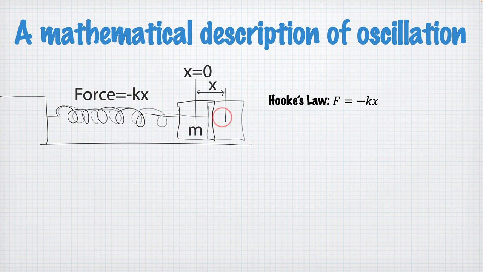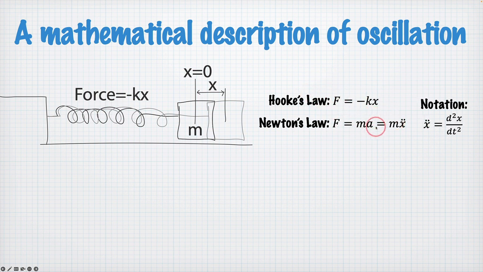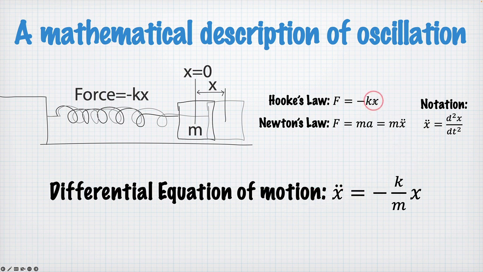That's Hooke's law. And we have Newton's law as well, which is the force is also equal to mass times acceleration, acceleration being the second derivative of x. So we can equate the force due to Hooke's law and the mass times acceleration. Note on the notation here, x double dot is the second derivative. The differential equation of motion equating these two forces is that the second derivative of x is equal to negative k divided by m times x, where m is the mass of the oscillator. That's our differential equation of motion.